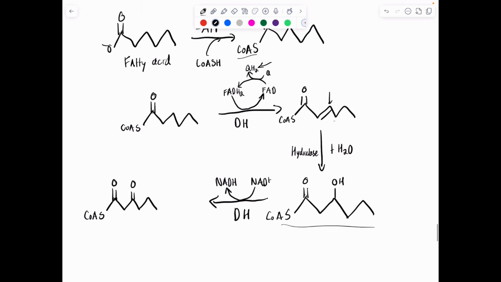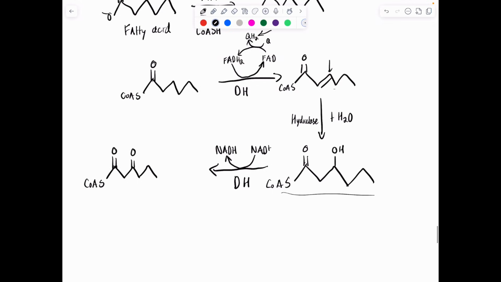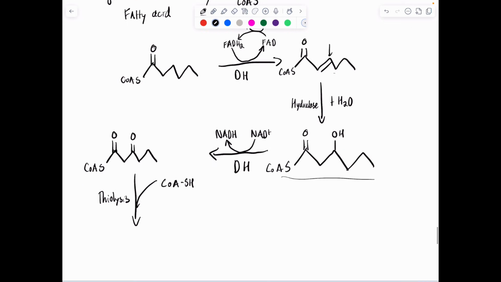So this is what we look like now. We have two ketones, and we are going to do the final stage of this round of beta oxidation, which is our thiolysis. We're essentially inserting in a CoA molecule, and it will come in and do a breakage of this bond, which I just showed broken right here.